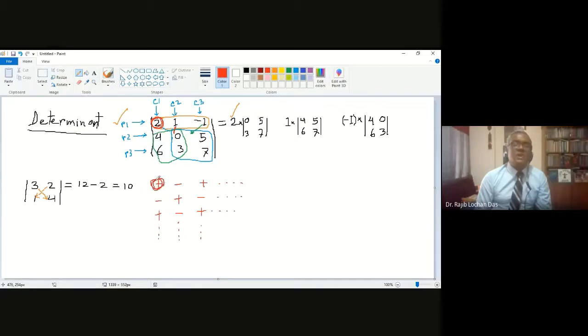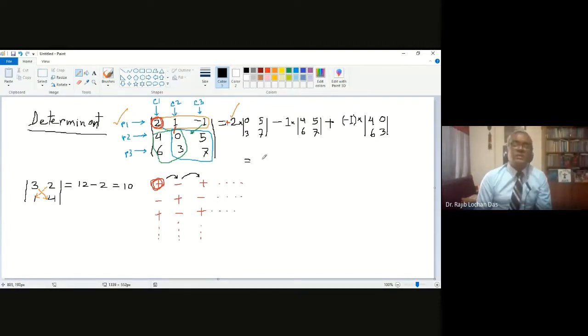So starting sign means what? This is plus. So we do not need to put any plus sign here. It is already plus. So the next one is 1, and it is this position. It will be minus. And the next position is here. That is plus again. So you will put a plus sign here. So this is the third step.